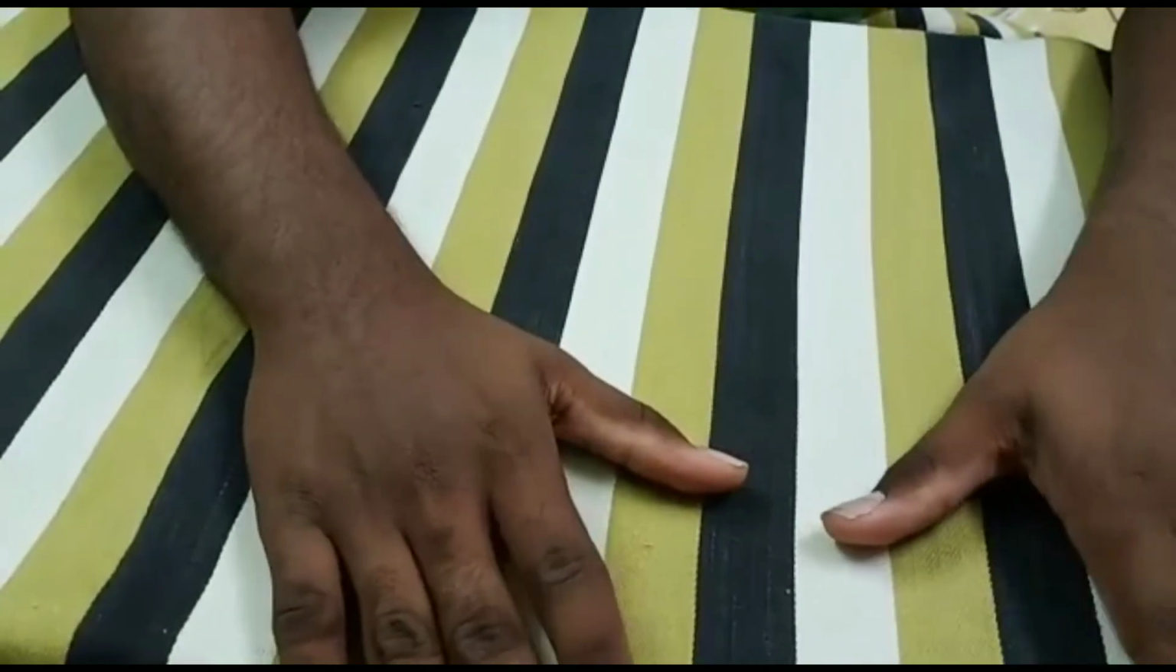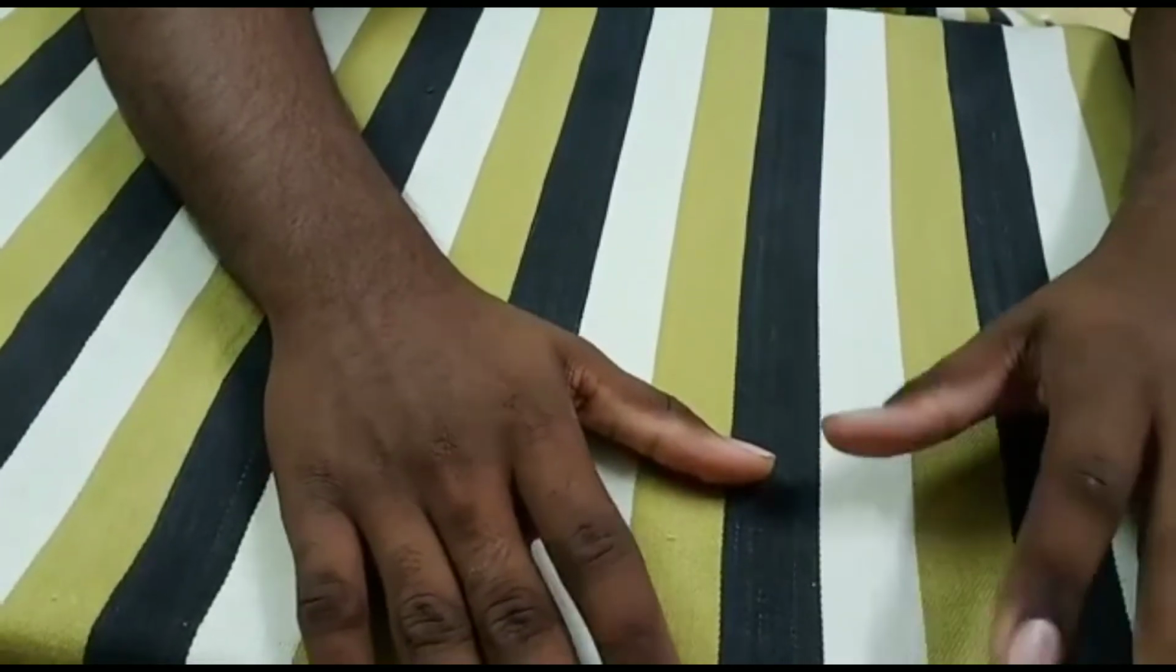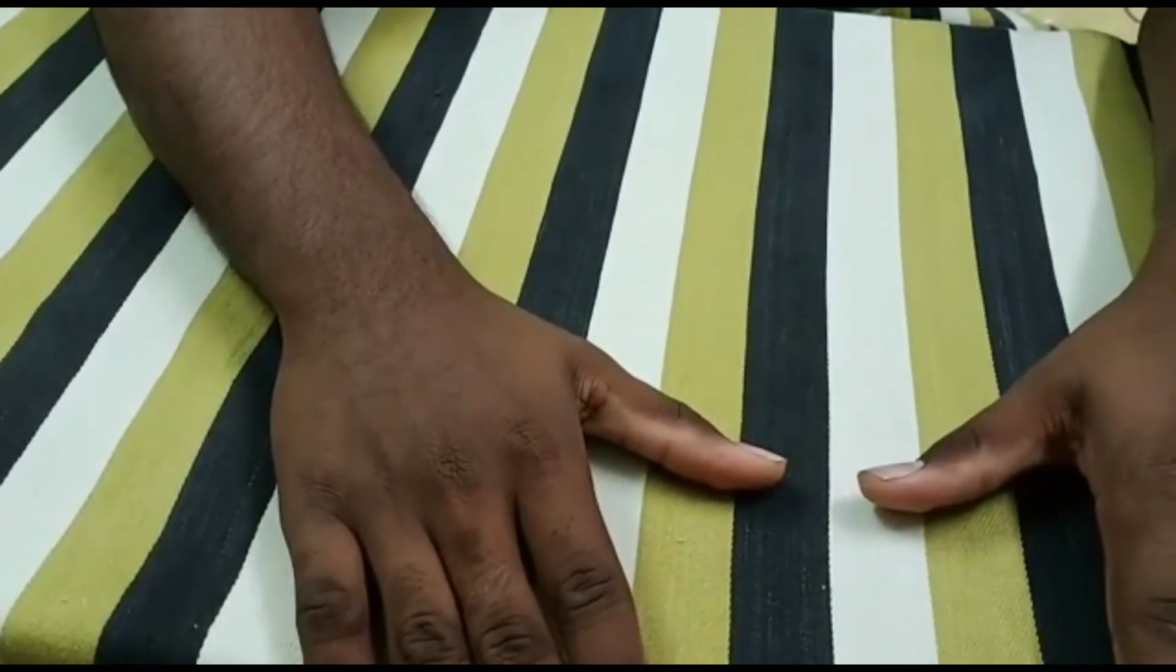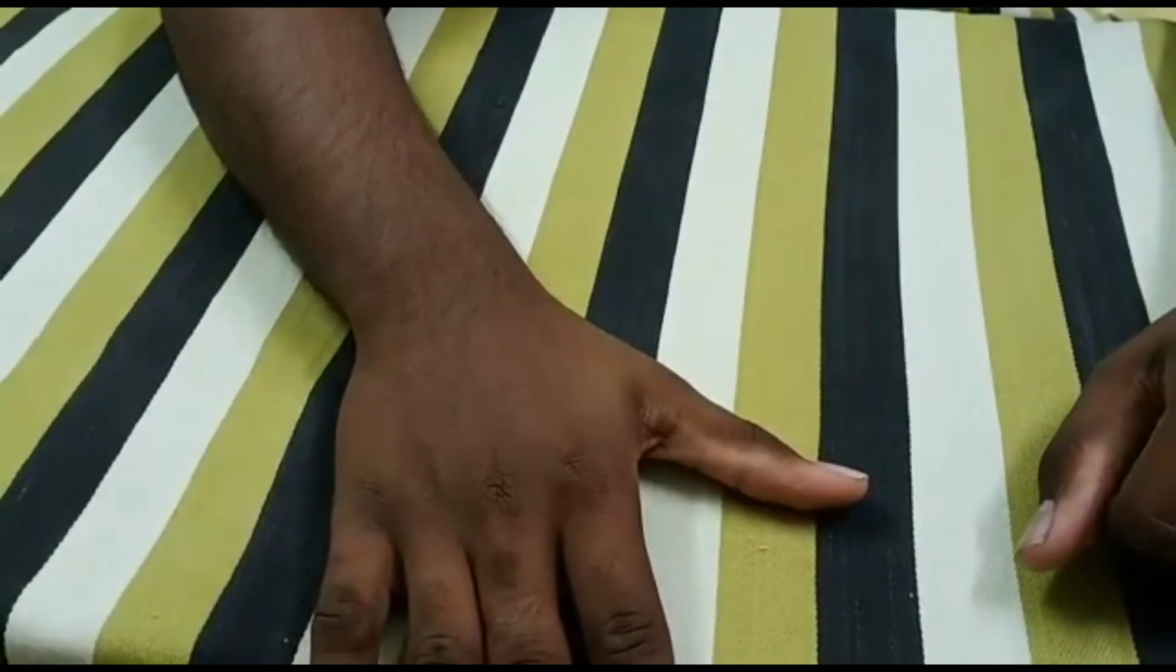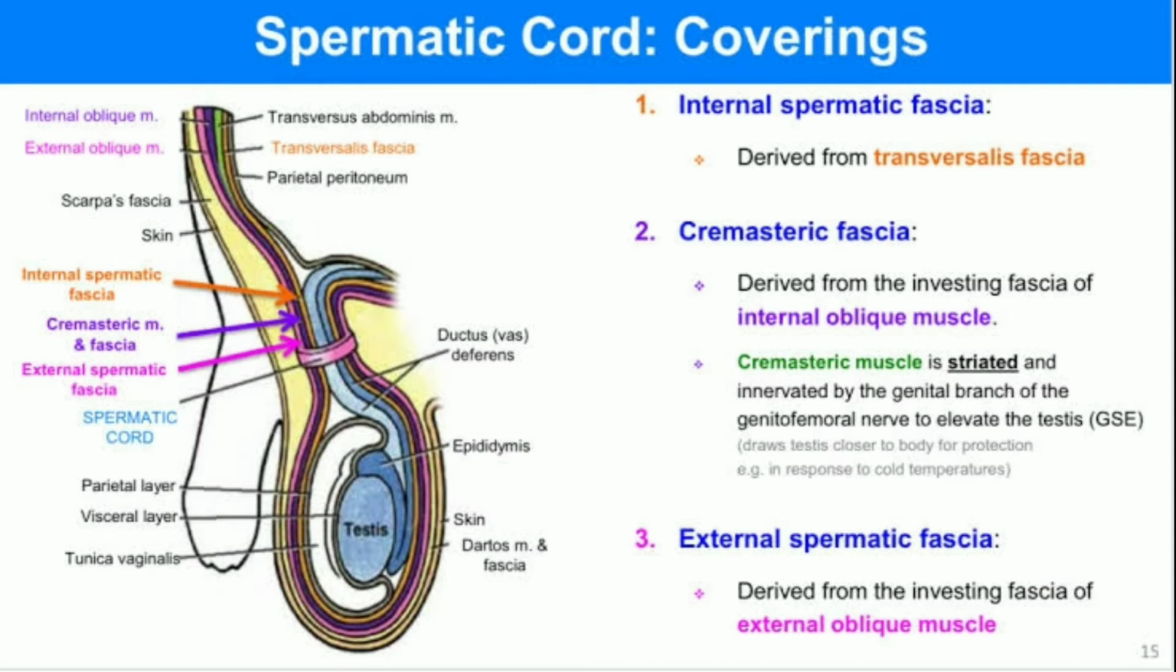Now coming to the contents of the inguinal canal, we find the spermatic cord in males and the round ligament of the uterus in females. Now the spermatic cord, on the external surface, we find the external spermatic fascia, and the middle layer, the cremasteric fascia, which is derived from the investing fascia of the internal oblique, and the internal spermatic fascia from the transversalis fascia, which is the innermost.